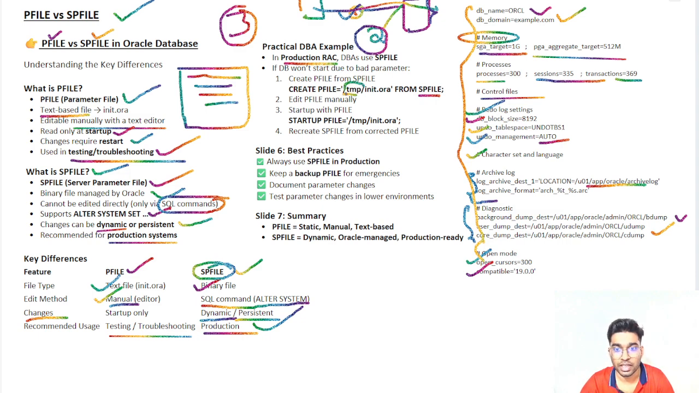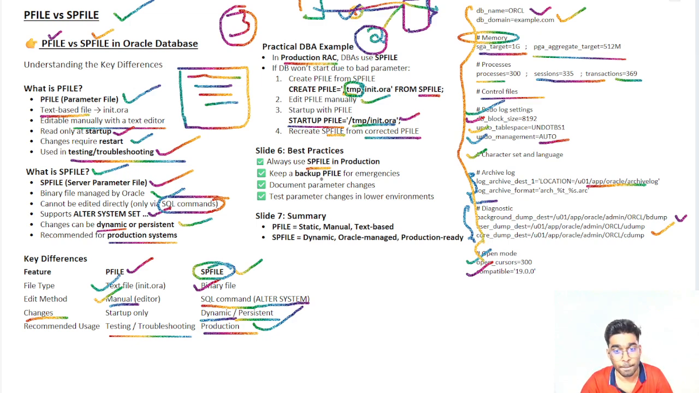After creating the PFILE, it will be present in the temp path, and I can correct that parameter and save the PFILE. After saving it, I can start the database with the PFILE with the updated parameter. After that, we can again create the SPFILE from the corrected PFILE. Got it? And the best practice in production is to use the SPFILE.